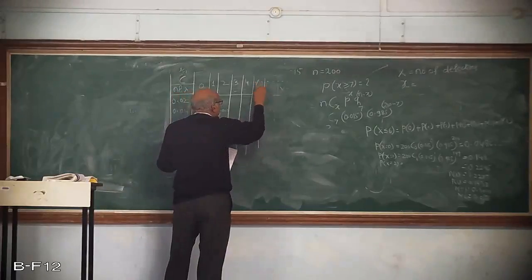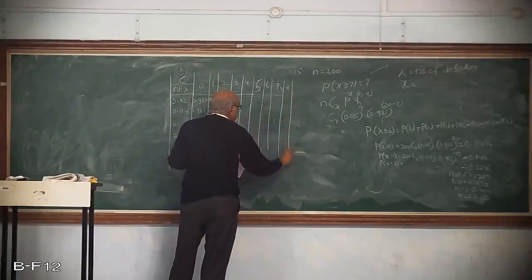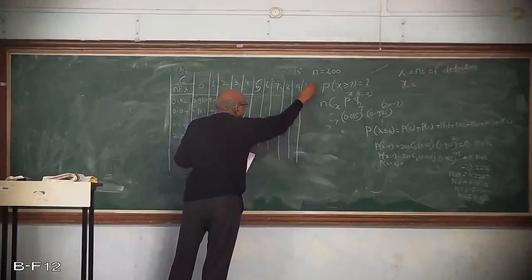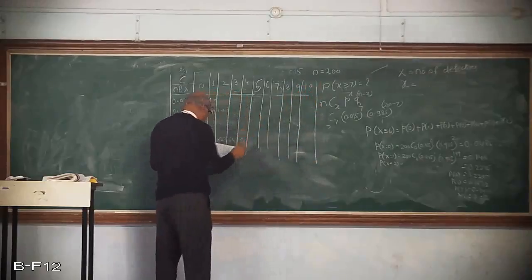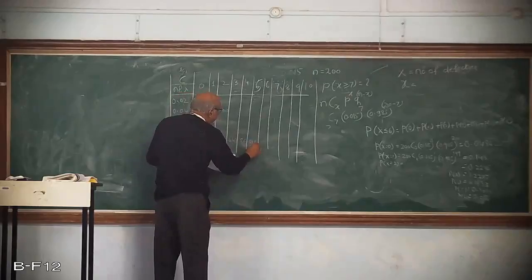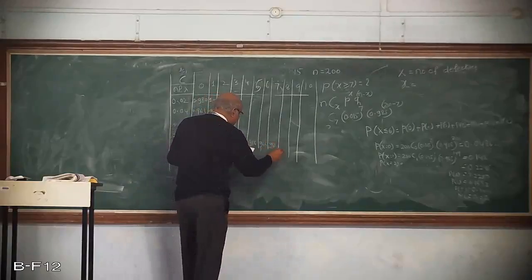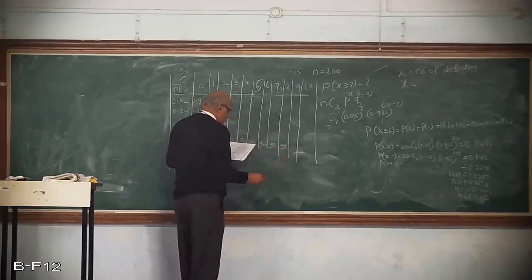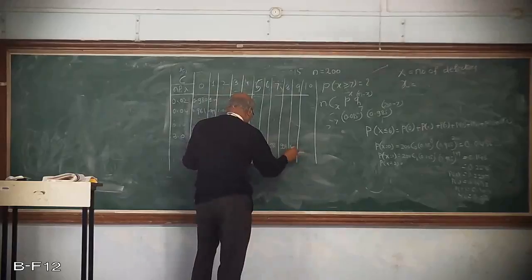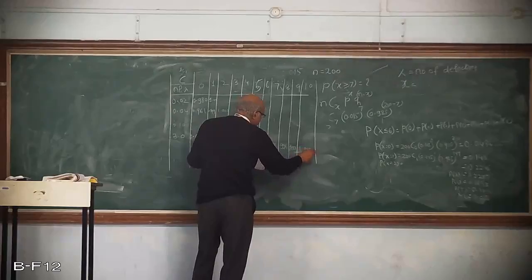Then 6, 5, 6, 7, 8, 9, 10, then 5, 4 I have written, 0.916, then 6, 9, 7, 8, 9, 6, 9 and 10, which is 1.000.